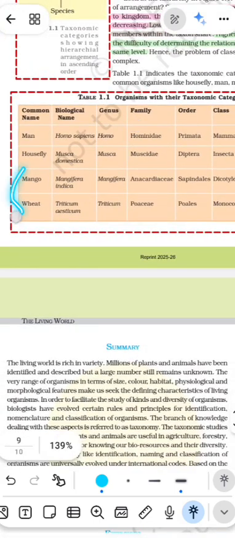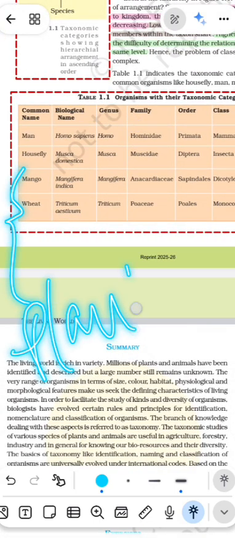And here come mango and wheat. These go for the plants kingdom.